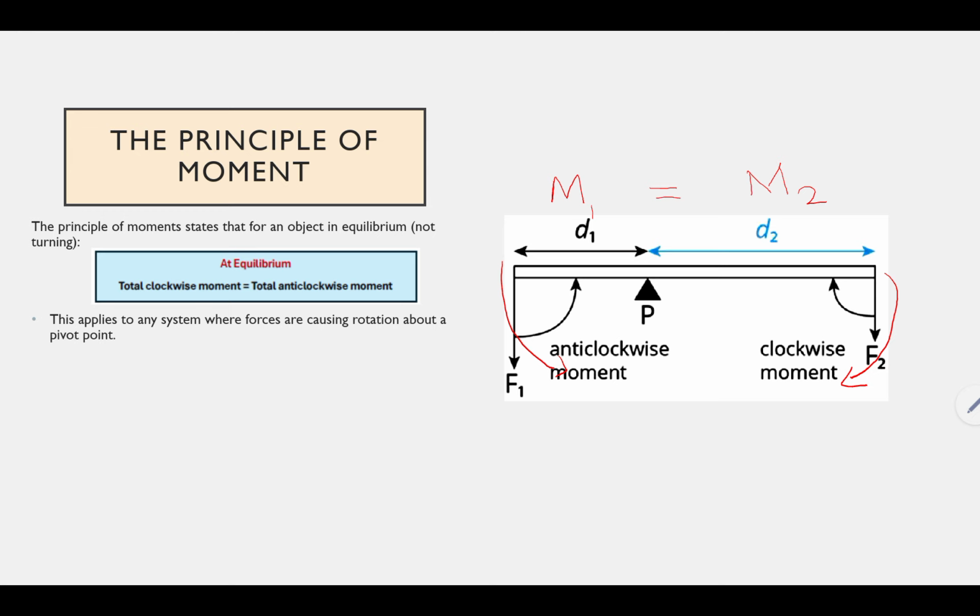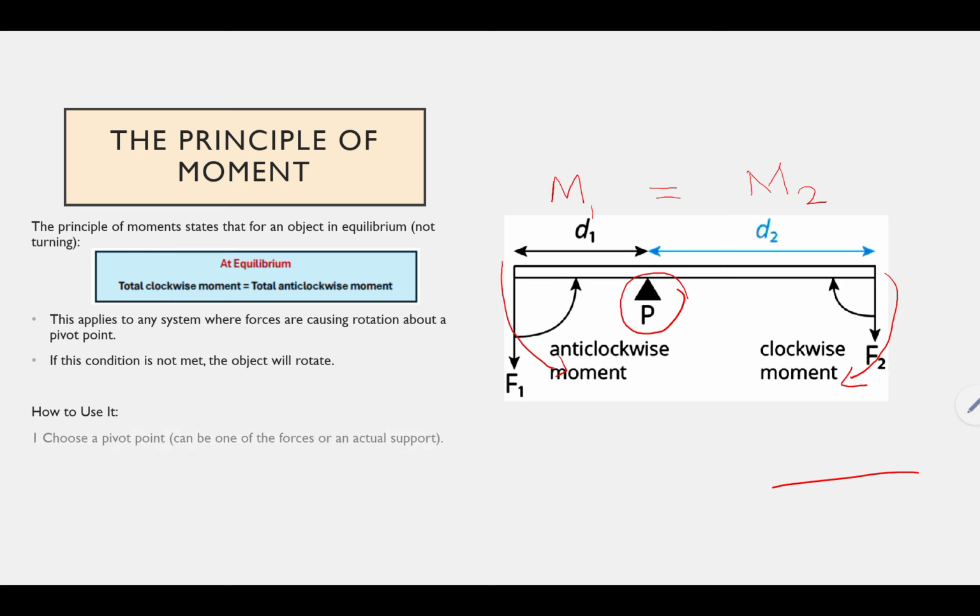So total clockwise moment should be equal to the total anti-clockwise moment. This applies to any system where forces are causing rotation about a pivot point. So therefore, as we can see, if this condition is not met, the object will rotate. What do they mean? They mean that if both moments are not equal, they're not at equilibrium, then the object will rotate either clockwise or anti-clockwise depending on which moment is larger.